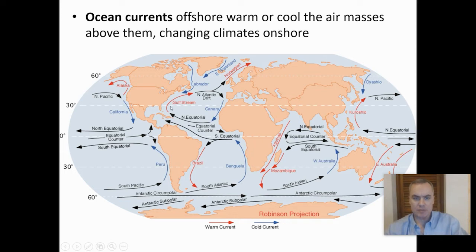Up here you have the Gulf Stream, which is a famous current that runs away from the east coast of the United States and becomes the North Atlantic Drift. This runs into Europe, and it brings warm tropical waters to the shores of Norway, Ireland, France, and keeps those ports ice-free all year.